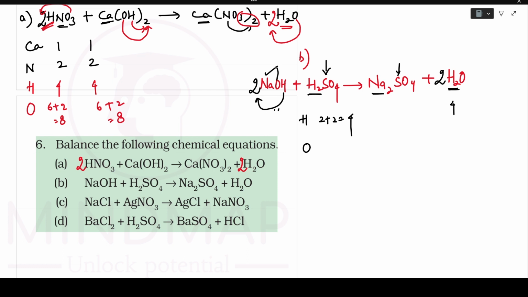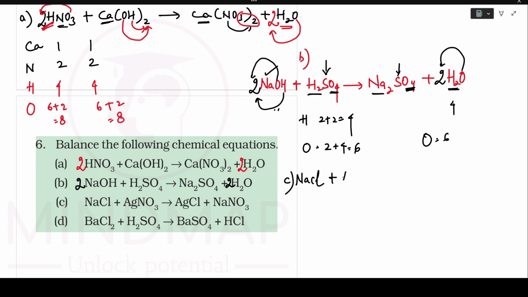Last one now, let's check oxygen. Oxygen here is, see here, it is 2, right? Plus oxygen here is 4. So 4 plus 2, 6. And on this side, it is 4 plus 2, 6. Thus, the equation is balanced. Let me write it here, 2, and then here it is 2. Easy, right? Okay. Let's do the third, C part.